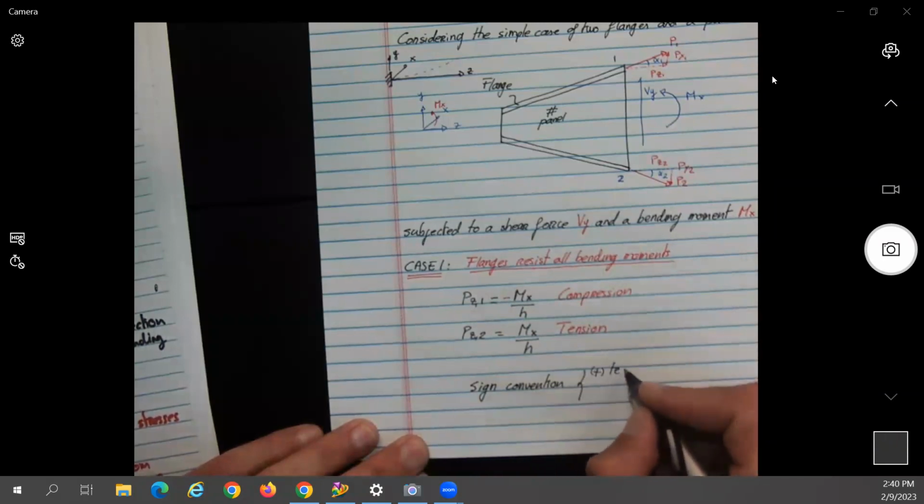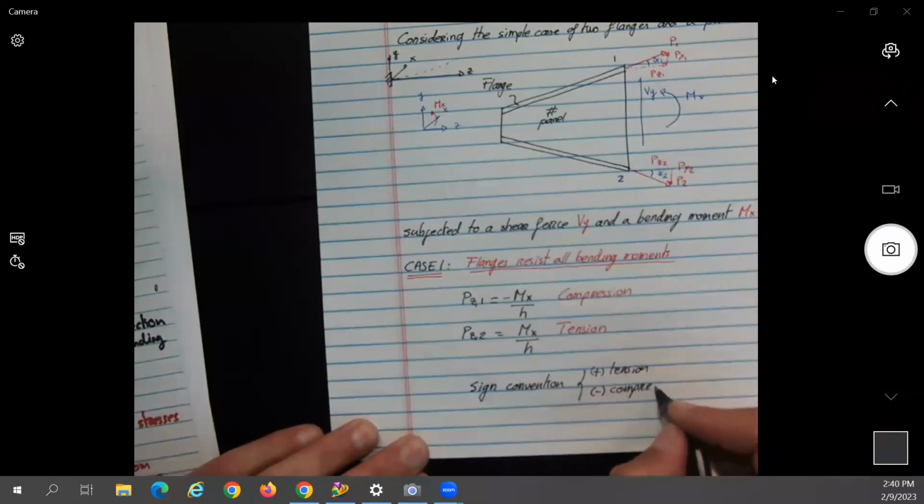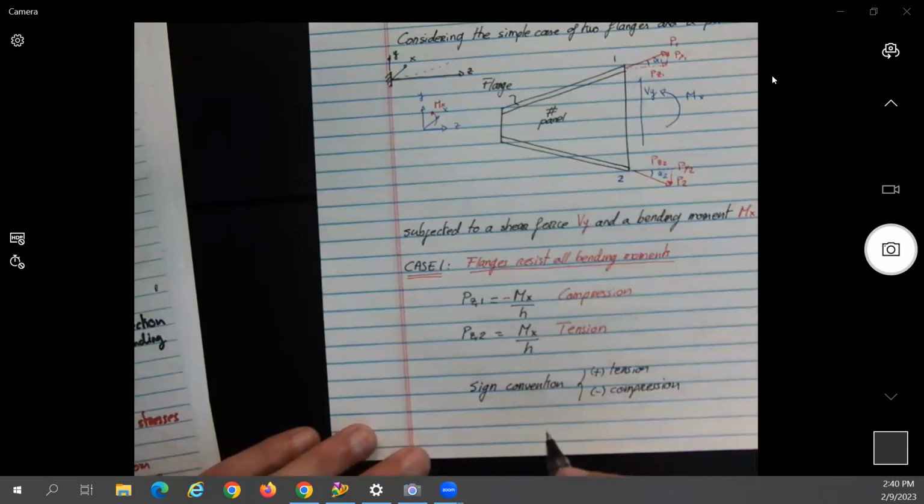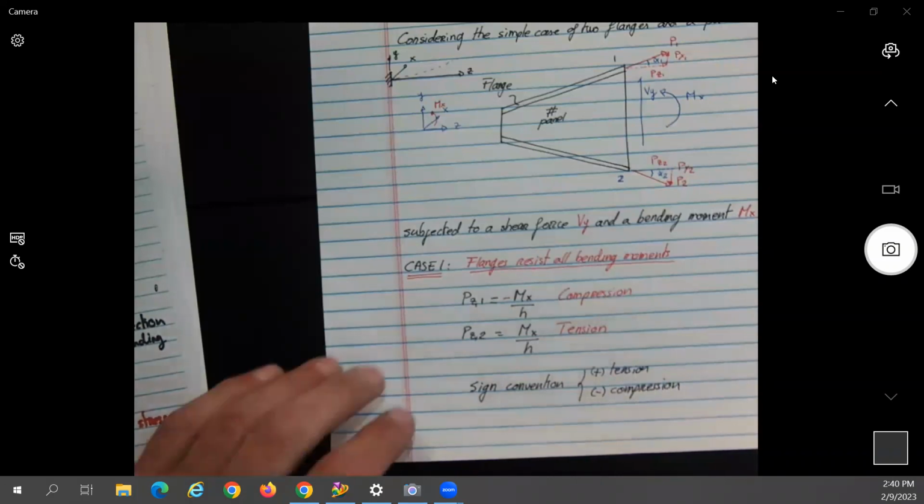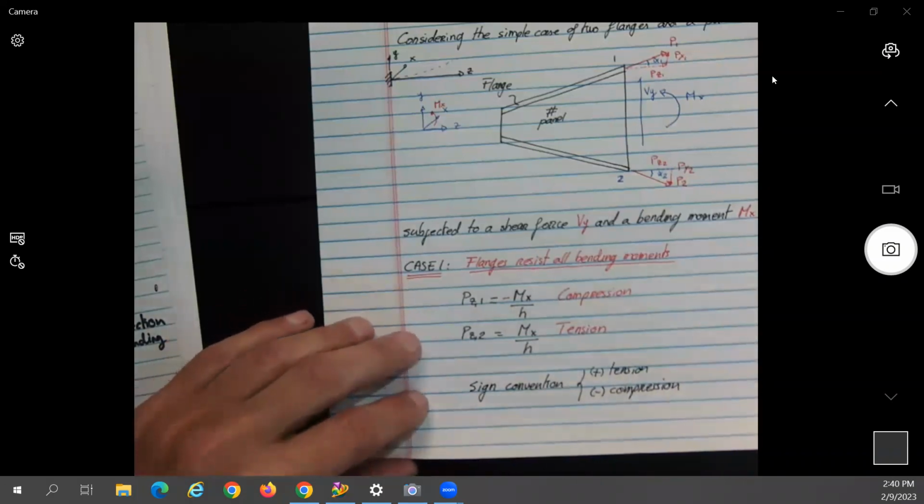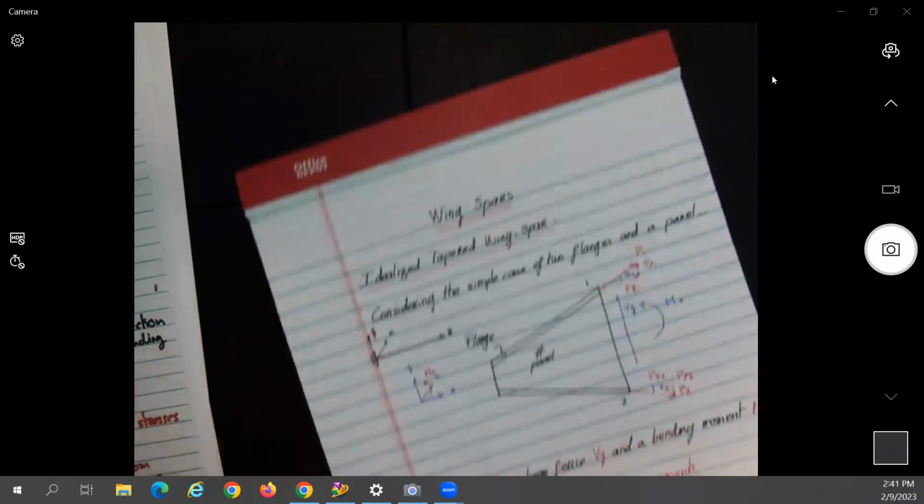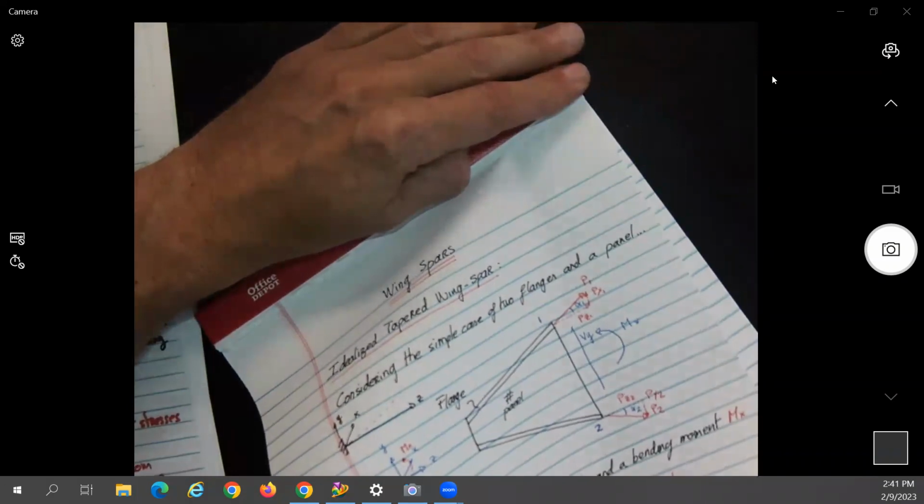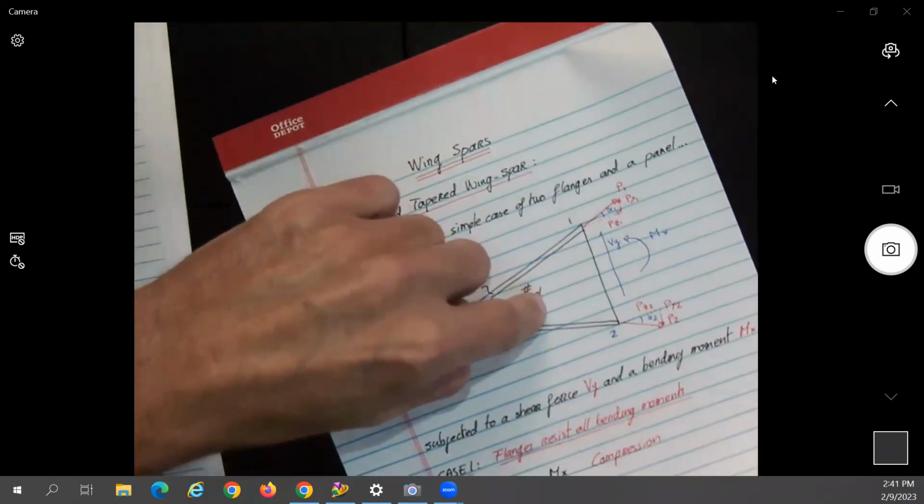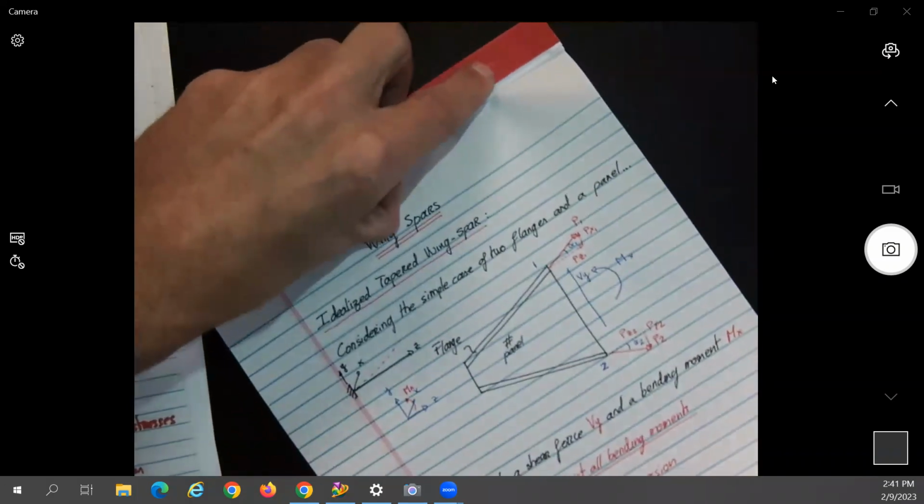Positive for tension, negative for compression. But again, generally, I don't like to use the signs. I like you to specify it, okay? Because that shows you that you're actually seeing what's happening in the structure, all right? Okay, so this would be case one. So in case one, basically we're saying that the panel is like if it wasn't there, no? Okay.